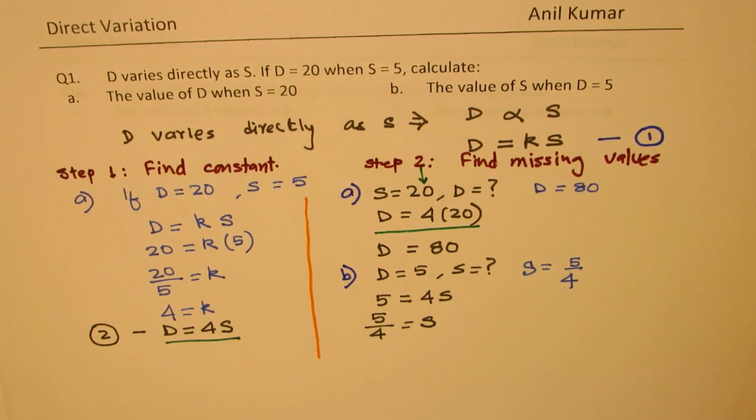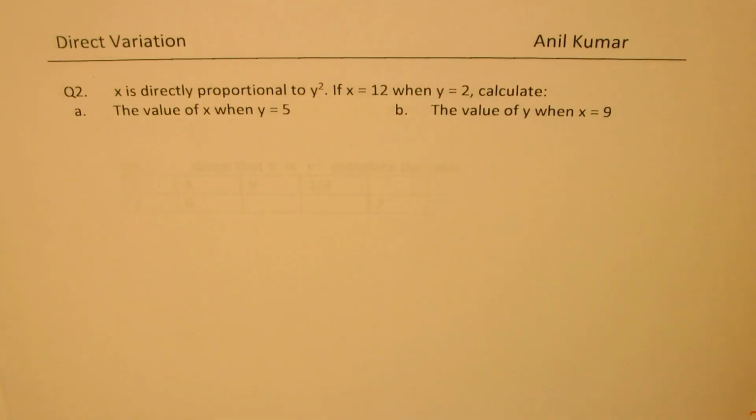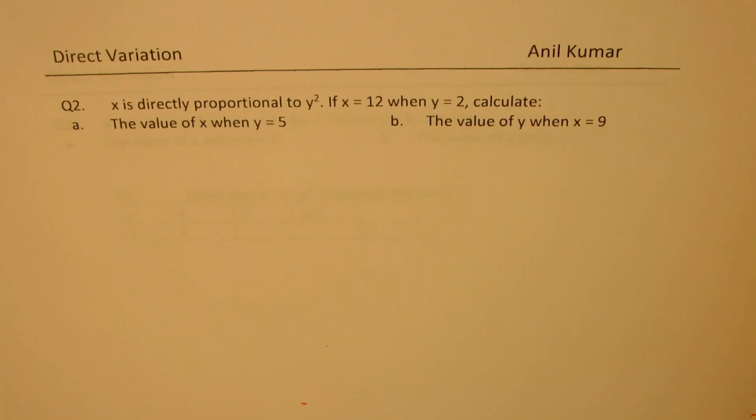So now let's have a good look at the second question. I'd like you to pause the video at this stage, answer the question, and then look into my suggestions. Question number 2 is, x is directly proportional to y square. If x equals 12 when y equals 2, calculate the value of x when y equals 5 and calculate the value of y when x equals 9. Let us see how to solve this question.